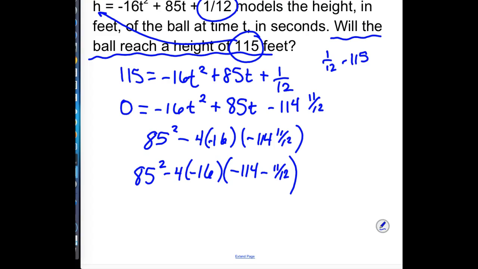All right, so what did we get for an answer? Negative 129.6 repeating? So because the discriminant is negative, we automatically know what? There is no real answer that makes that work, which means that ball will never get to a height of 115 feet. Okay?